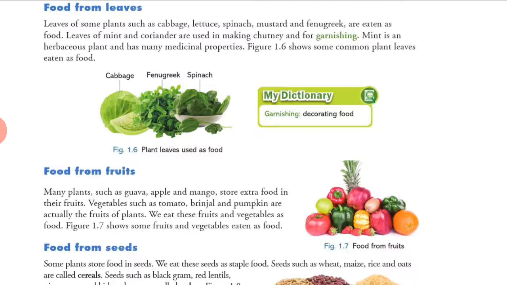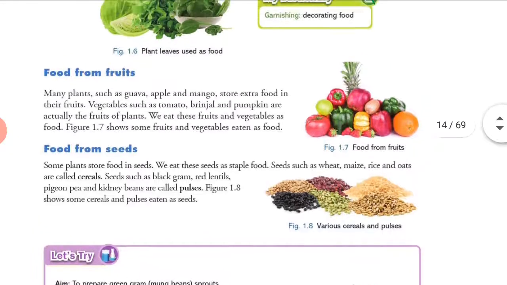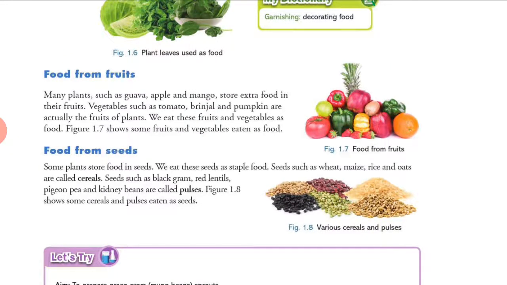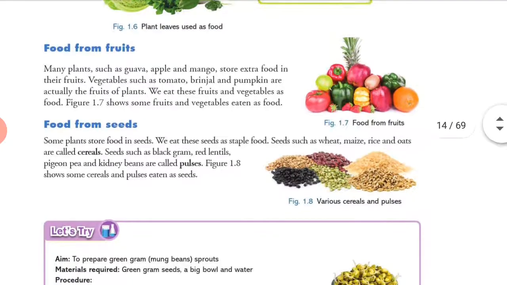Okay, food from fruits. Many plants such as guava, apple and mango store extra food in their fruits. Vegetables such as tomato, brinjal, pumpkin are actually the fruits of plants. We eat these fruits and vegetables as food. The figure shows some fruits and vegetables eaten as food.